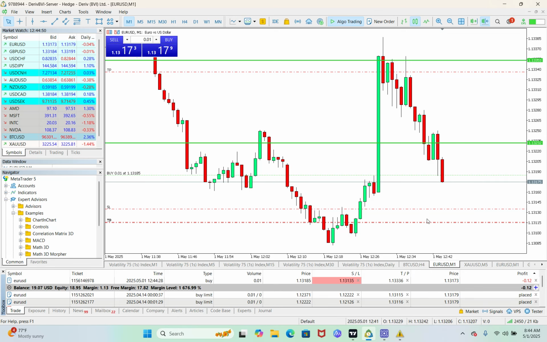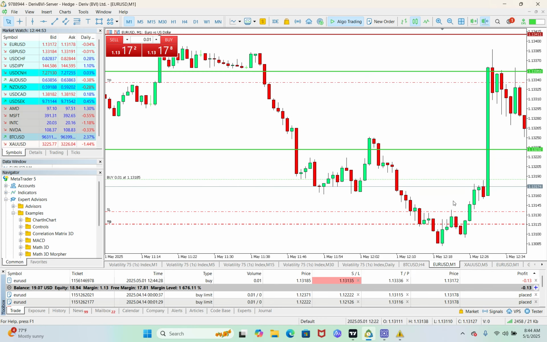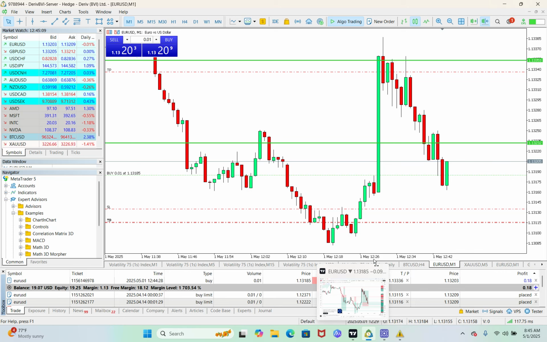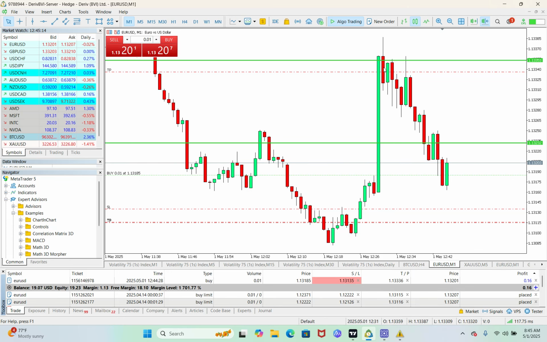So sellers are pushing the market down. Let's see if buyers are in this area, or if it was just a deep pullback. Let's see if buyers give us a next push to the upside. So buyers are on the move. Sellers are resisting right now. Buyers are making a push to the upside.